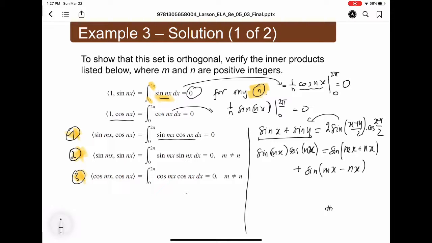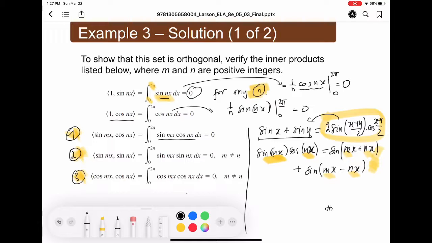Let's verify this, just be careful. If we apply this formula for mx plus nx and then mx minus nx, you get exactly what you have in here. Makes sense? For example, x plus y over 2 is mx plus nx plus mx minus nx over 2, so that is exactly sine of mx. And if you consider x minus y, you get exactly nx. So everything is good.